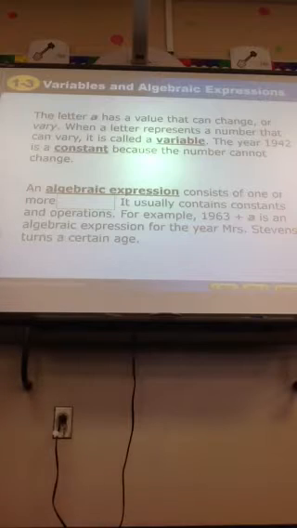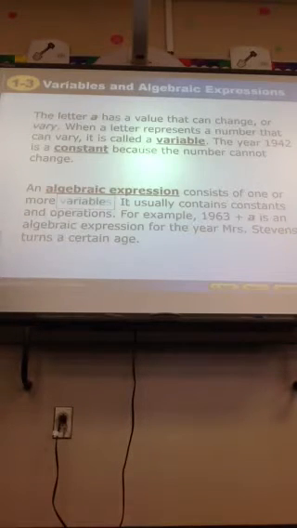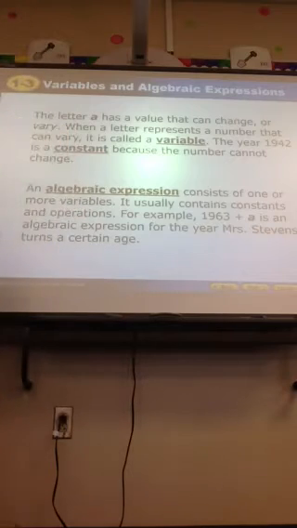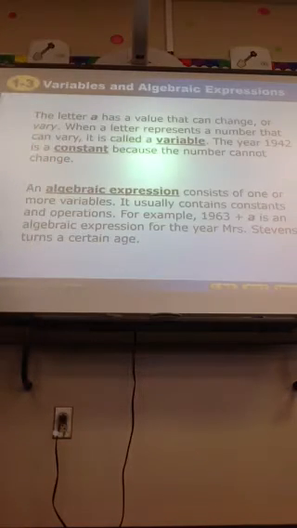Okay, an algebraic expression consists of one or more, in this blank, variables. So we might have a different variable that we're adding into the mix as well, or subtracting, or multiplying or dividing. We'll see some examples of that in a minute. It usually contains constants and operations. For example, 1963 plus A is an algebraic expression for the year Mrs. Stevens turns a certain age.